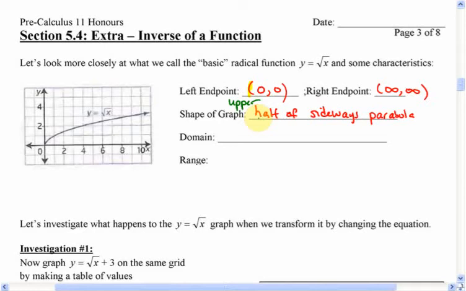Well, on right endpoint, when I talk about infinity, infinity, that means my x value is really big, and my y value is also really big. So this graph kind of goes up, up, up, up, up like this forever. Okay? Like a rainbow that never comes back down.